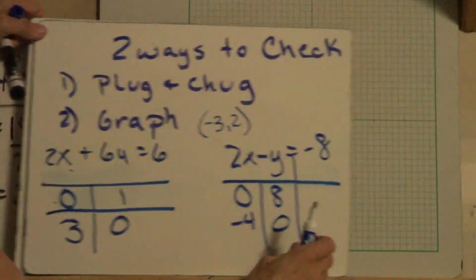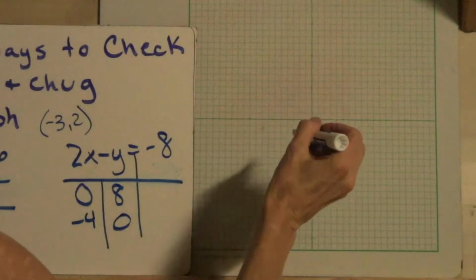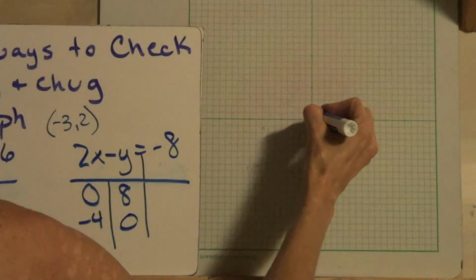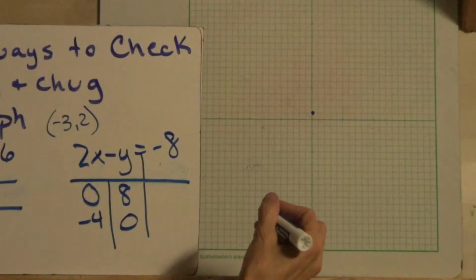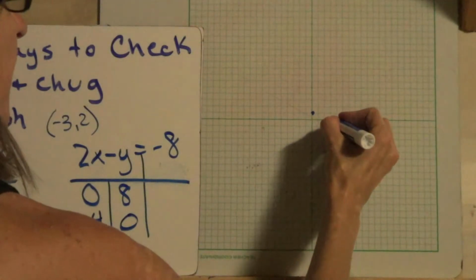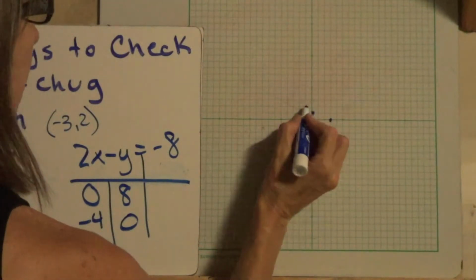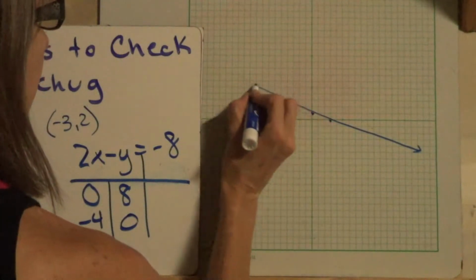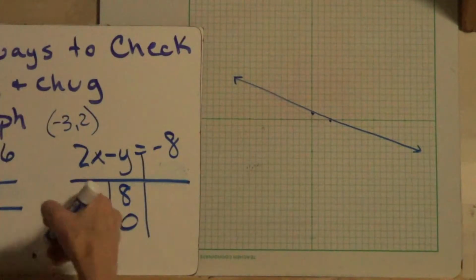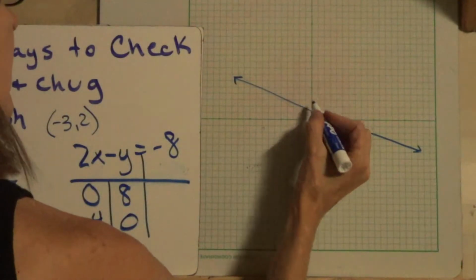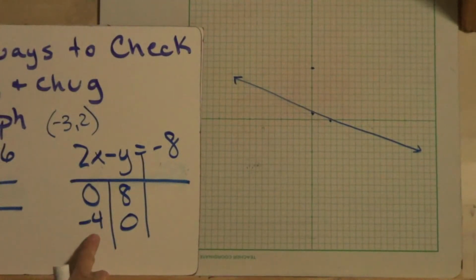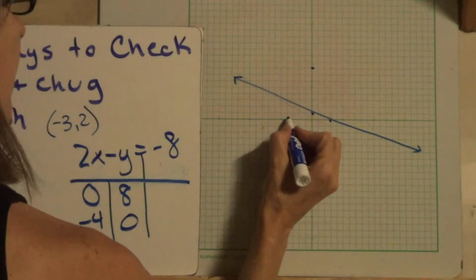Okay? So now we go to the graph, and I just put in those points. So 0, 1, 3, 0. On the other one, it's 0, 8, and it's negative, it's 0, I mean negative 4, 0.